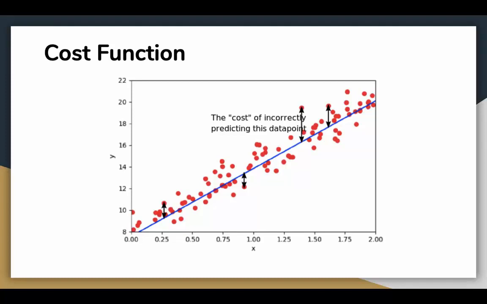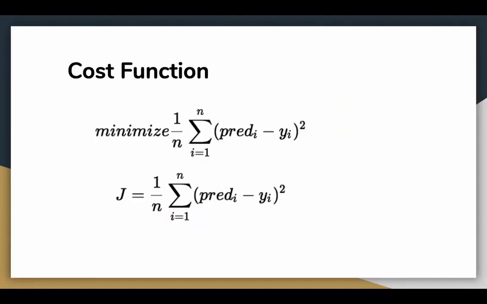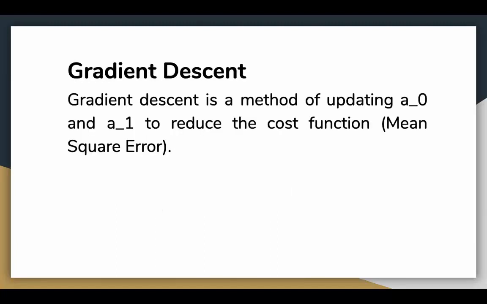By cost, I mean the cost of incorrectly predicting a data point or how far the line is from the point. Mathematically, we find the mean distance between all the points and we want to minimize that distance so that the line fits the data perfectly. To minimize the cost function, we use a technique called gradient descent.